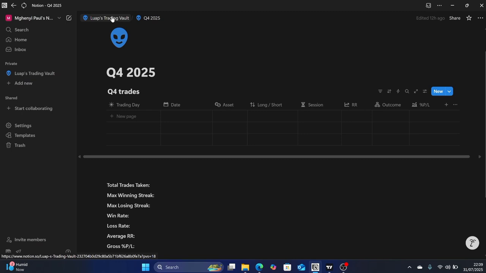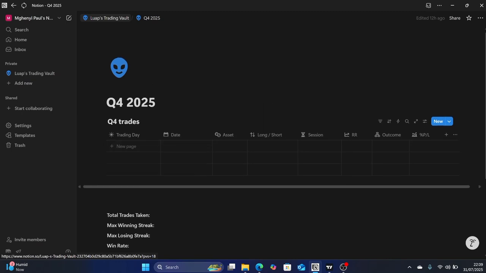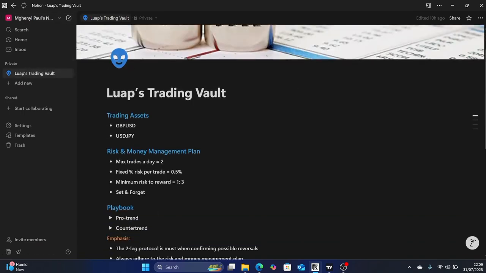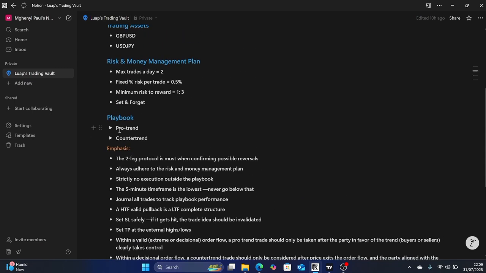I don't even know how to explain this, but take this seriously. Only focus on the high probability setups. Restrict yourself to the trades that you have included in your pro trend playbook, because I will not take any trade that is off my playbook. That keeps me disciplined, so even if I get into a drawdown, I will not take any trade that is not aligned with the playbook. I'm still executing based on my playbook, still placing my SL where it should be, still placing my TP where it should be.